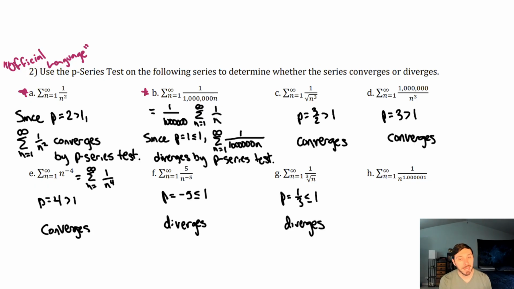Last two. We can get n to the 1/3, so p would be equal to 1/3. That's less than 1, so that diverges.